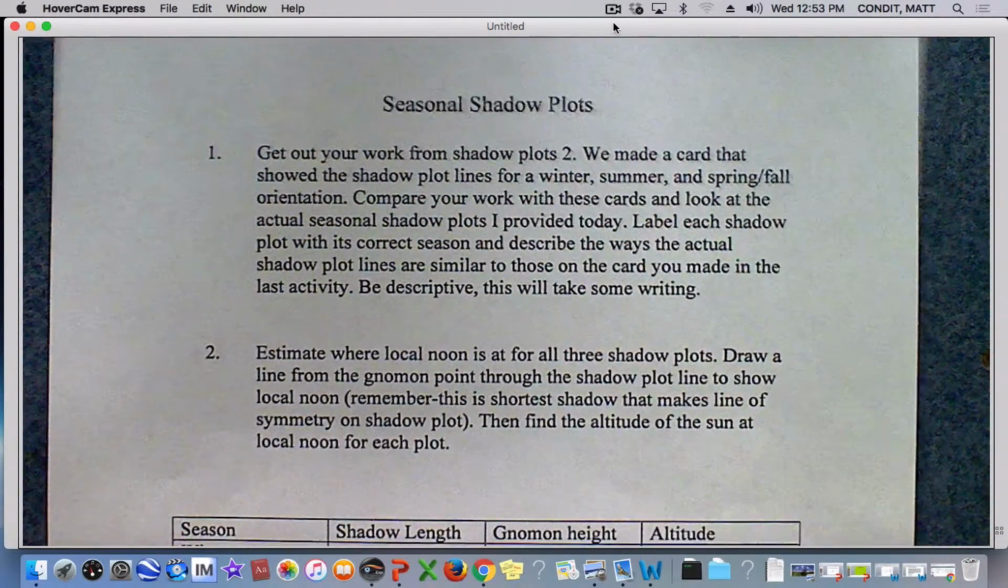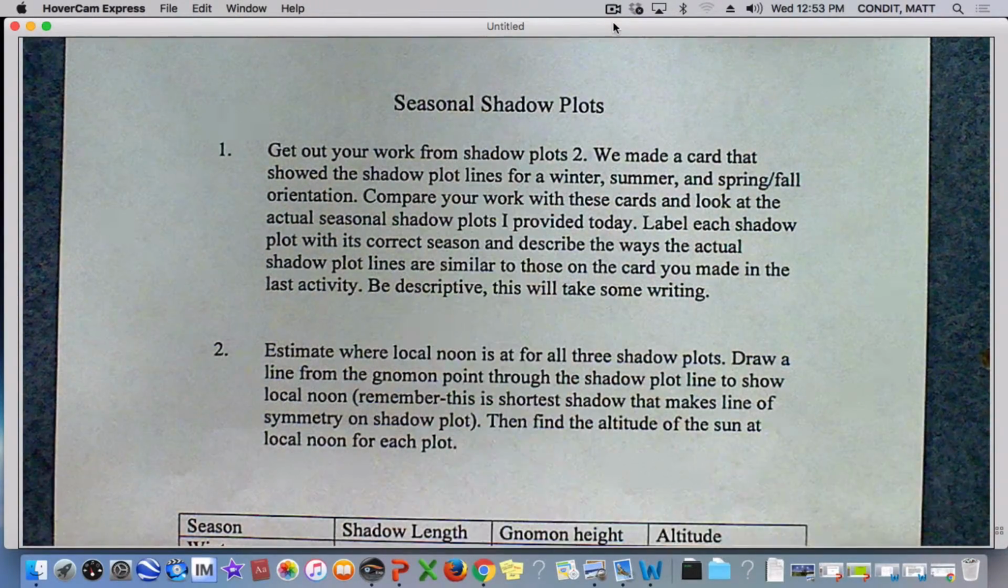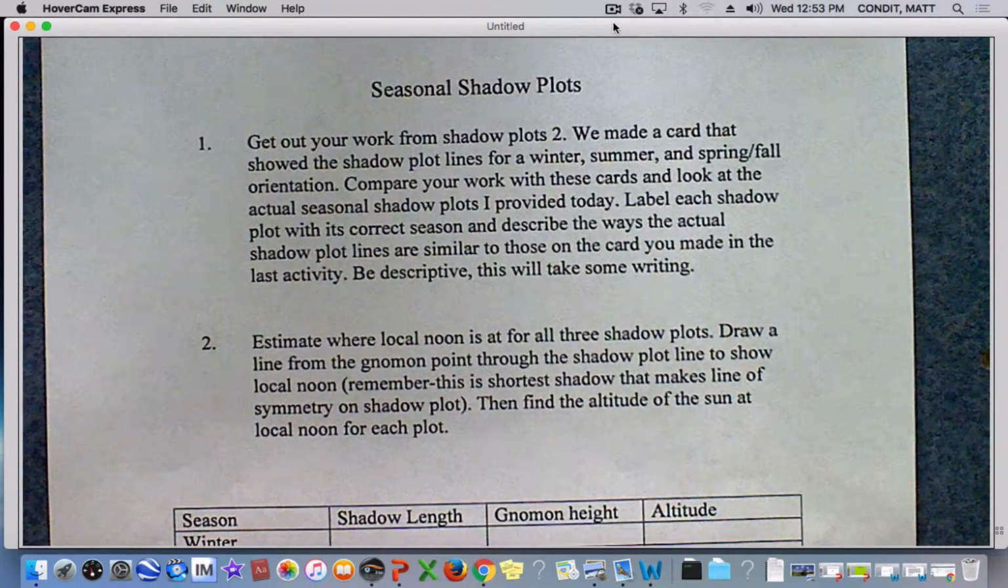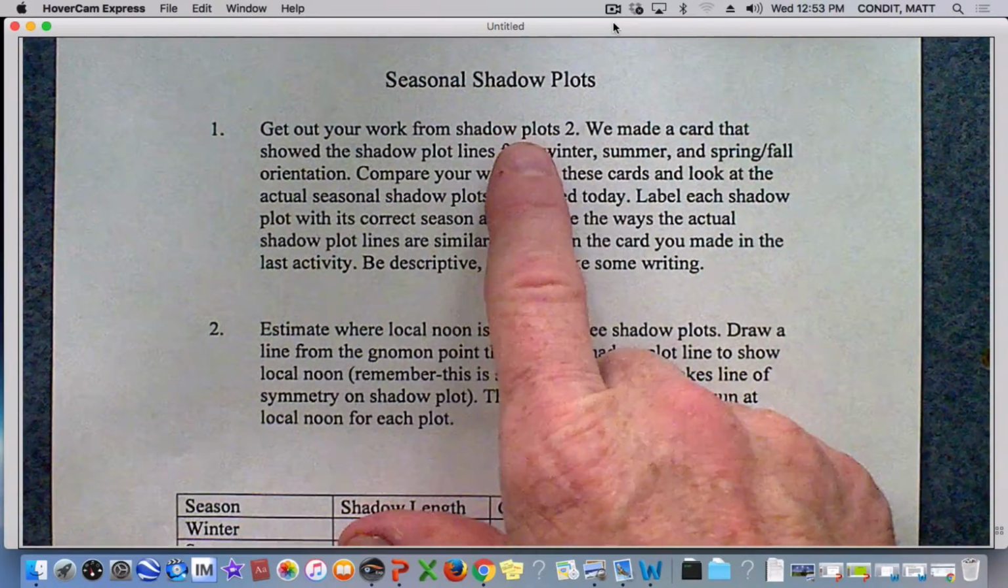Hi everybody, this is our movie in case you missed the day that we did seasonal shadow plots to help you through this. First of all, what you're going to need to do is look at what we did the previous day in shadow plots 2.